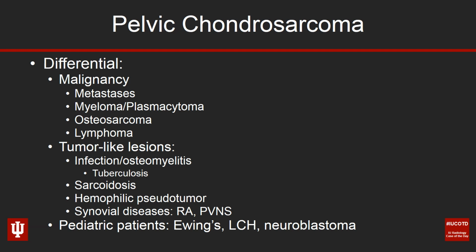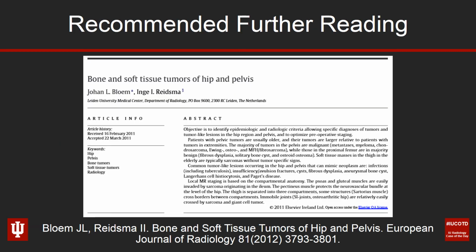Pediatric patients have their own host of aggressive pelvic lesions, including Ewing sarcoma, Langerhans cell histiocytosis, and neuroblastoma metastases. This is a different patient population than that of patients with pelvic chondrosarcomas. For more reading on bone and soft tissue tumors of the hip and pelvis, I'd highly recommend this paper.